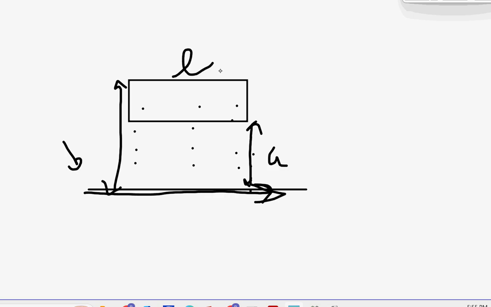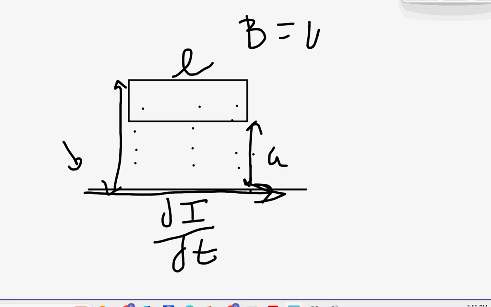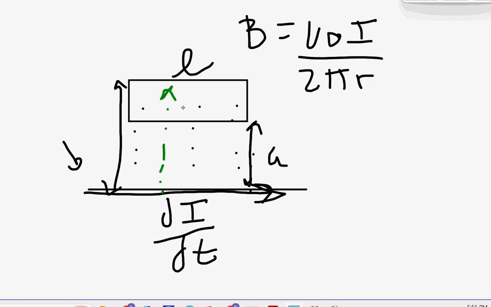So we're in a situation where we have a differential flux. Let's say the current is di dt. We do need to get our differential flux going through our rectangle here. To do that, we have to remember the magnetic field generated by this wire is B equals mu naught I over 2 pi r. And our r, I'll draw this in green maybe, is going in this direction, as we're getting farther and farther away from it.